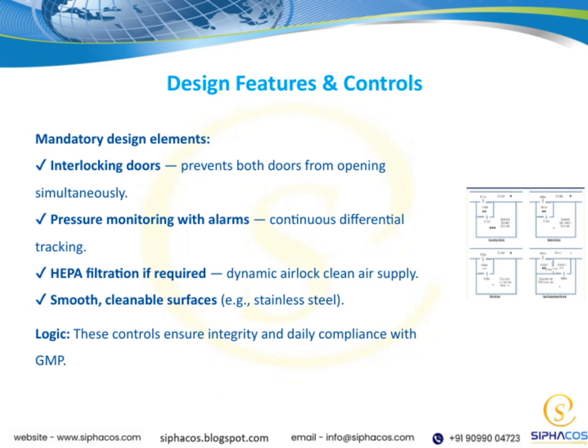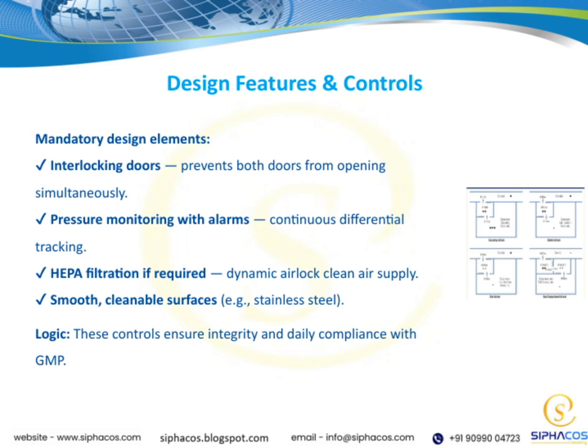First, we have the interlocking doors. These are crucial because they prevent both doors from opening at the same time, which helps maintain the integrity of the sterile environment. Next, there's pressure monitoring with alarms, which involves continuous differential tracking to ensure that pressure conditions stay within the required parameters. This is vital for safety and compliance. If needed, we also incorporate HEPA filtration, providing a dynamic airlock clean air supply. This helps keep the environment free of contaminants.